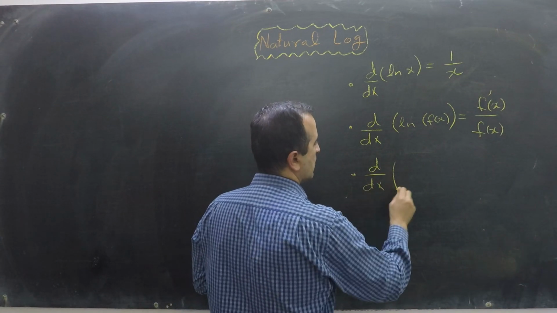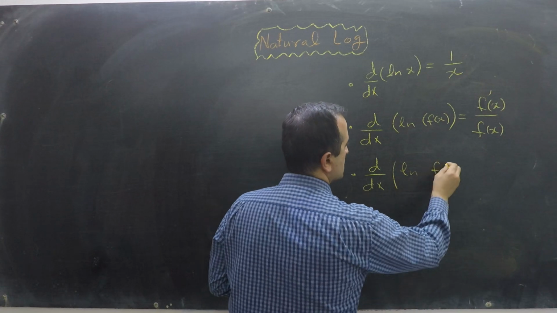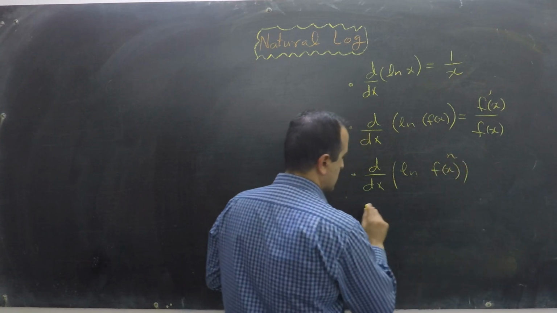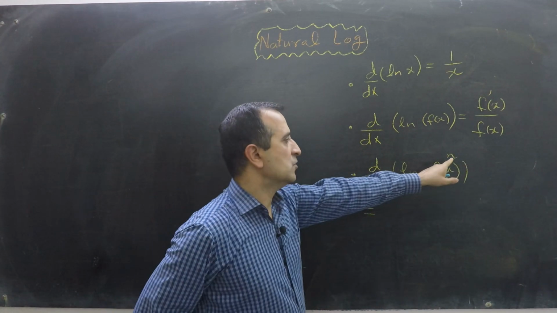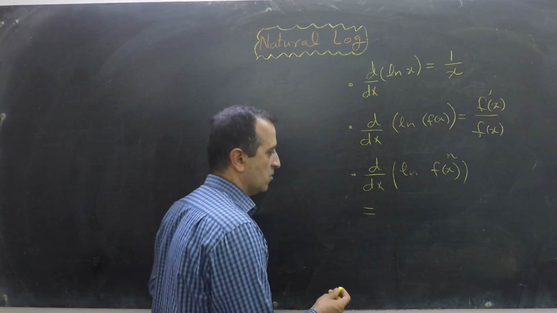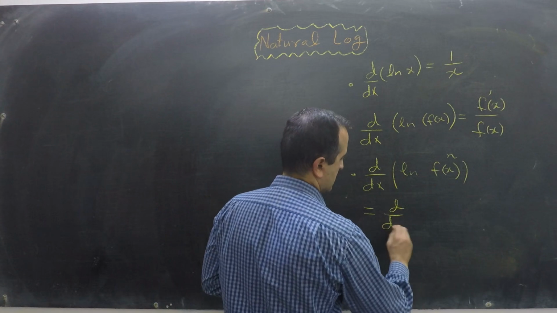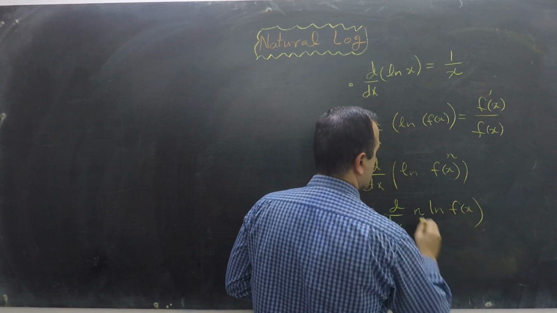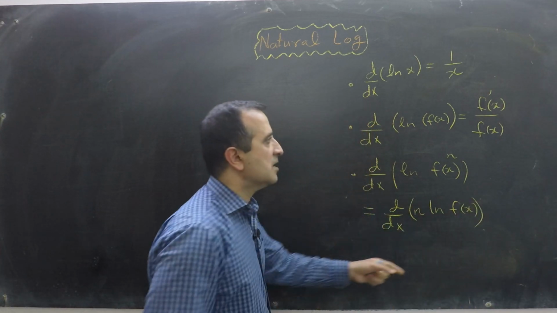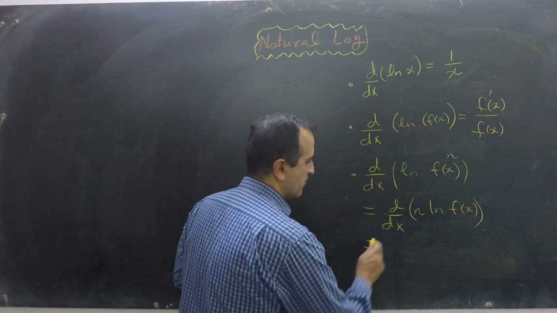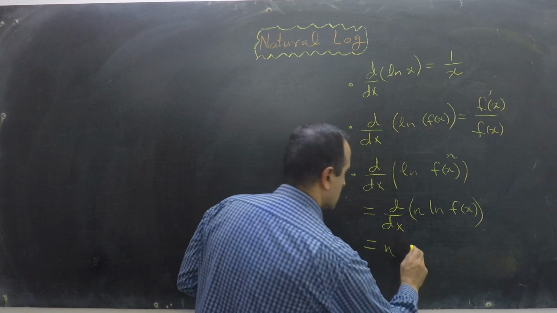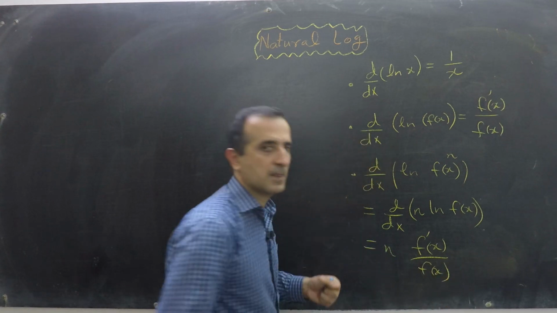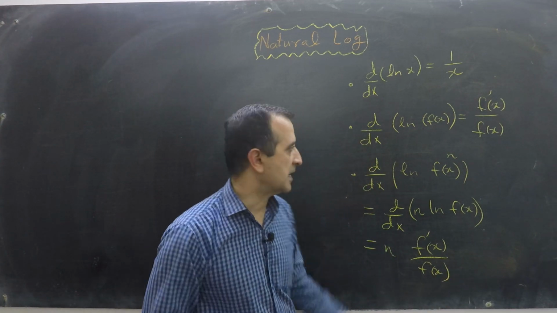And the derivative of natural log of a function of x raised to power n is equal to, first you take this n out of the natural log, so it will become n times the natural log of the function, and then you can use this rule. Let's do some examples to make it clear.